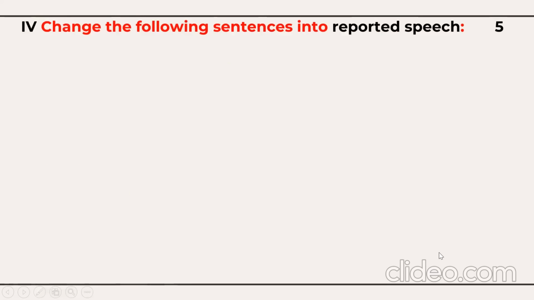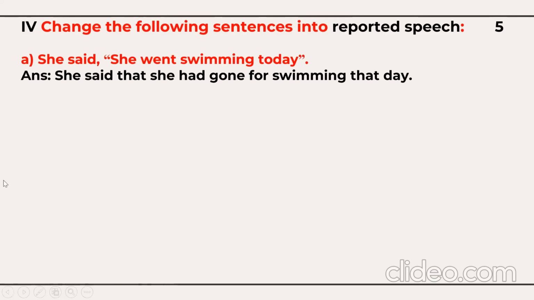Next question we have here, reported speech. So we have here five sentences, and we need to change those direct speech into indirect speech. So the answer is here. Very first question: she said she went swimming today. So she said that she had gone for swimming that day.